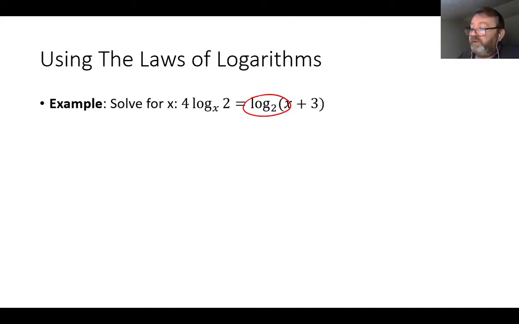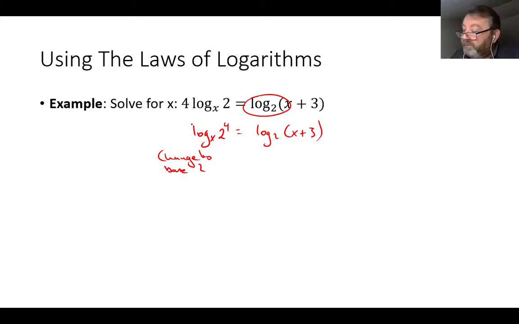But just before I do that, coefficients of a log can also be written as powers of the number we're getting the log of. So in other words, 4 times log to the base x of 2 is exactly the same as log to the base x of 2 to the power of 4 equals log to the base 2 of (x plus 3). Now, the bases are different. So what I'm going to do is change the unknown base into base 2. So I'm going to change this side to base 2.